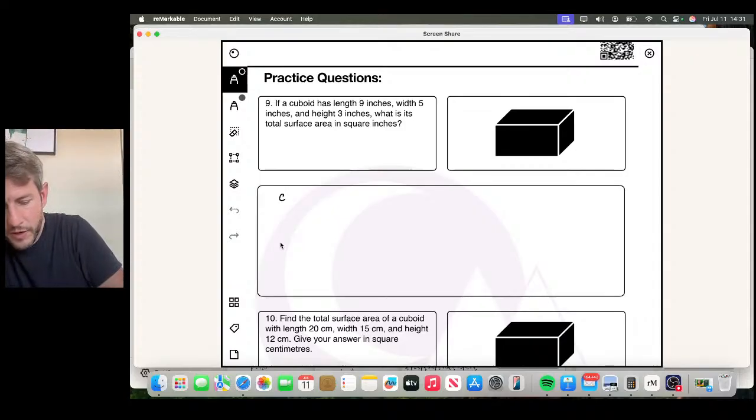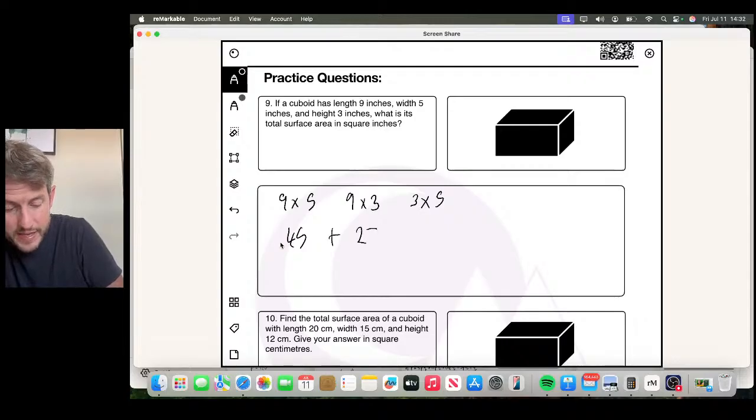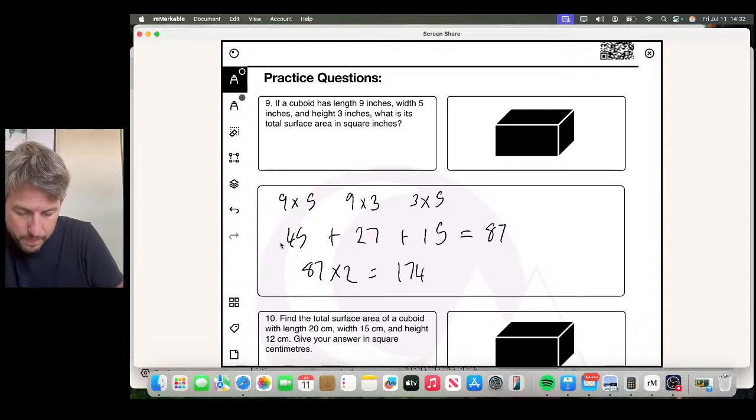So we've got 9 by 5, 9 by 3, and 3 by 5. So we've got here 45 plus 27 plus 15. 45 and 15 makes 60. Add the 27 makes 87. So 87 times 2 equals 174. And this is square inches.